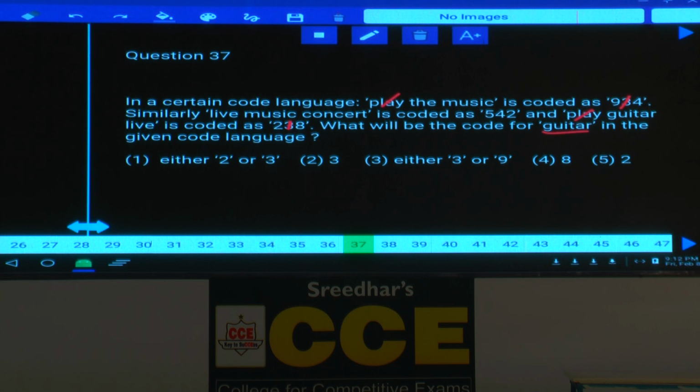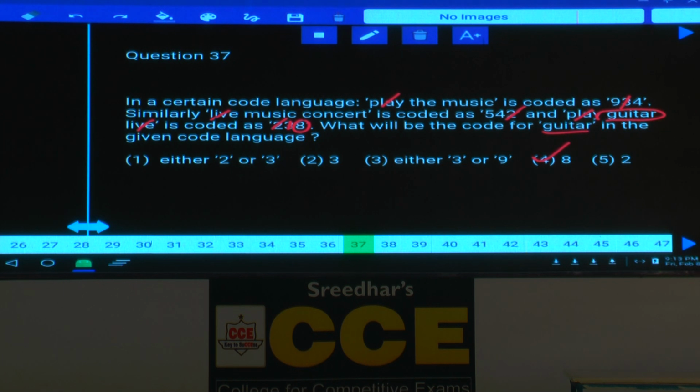And if you compare the second and the third statements, guitar, live, and here in this one, live music concert. Tell me what is the word which is common here? Live is common. Here also live is common. Then which code is common here? 2 is common. Hence, the code to the word live is 2, and the code to the word play is 3. Then what is left over here in this one? Only the word guitar is left over. And what is the code left here? 8. Hence, the code to the word guitar is 8. Clear now? Now this is about question number 37. Choice 4 is the answer.